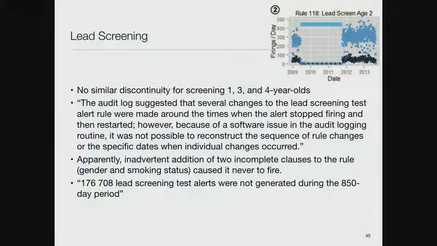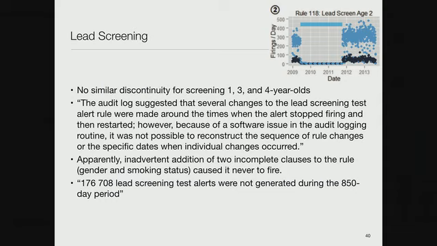Okay, so here's another example. This is lead screening, and so this was a case where there's a lead screening rule for 2-year-olds. There's also one for 1, 3, and 4-year-olds. And there was no change in screening for 1, 3, and 4-year-olds, but the screening for 2-year-olds went from 300 or 400 a day down to 0 for several years before they noticed it, and then went back up to the previous level.